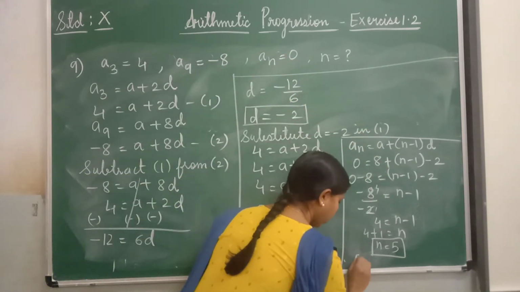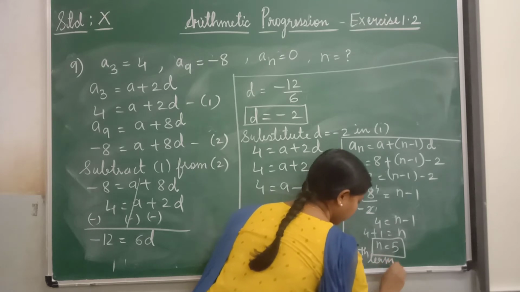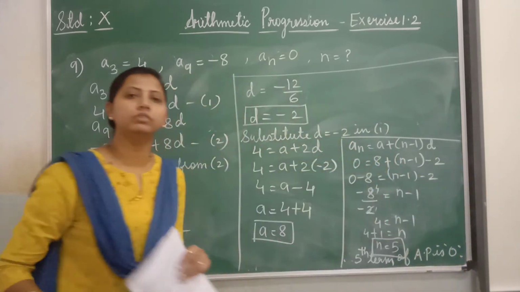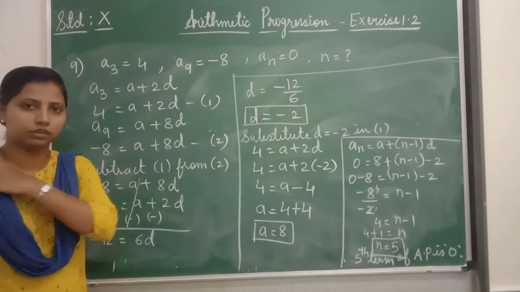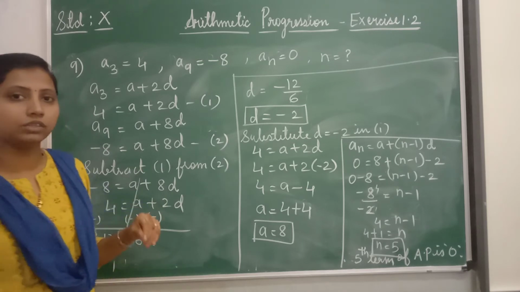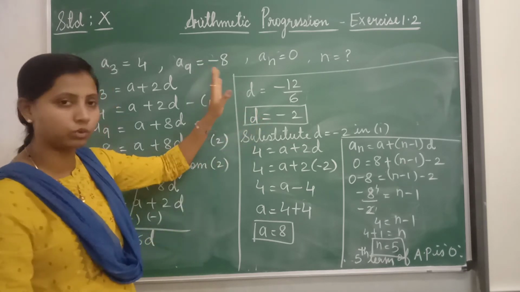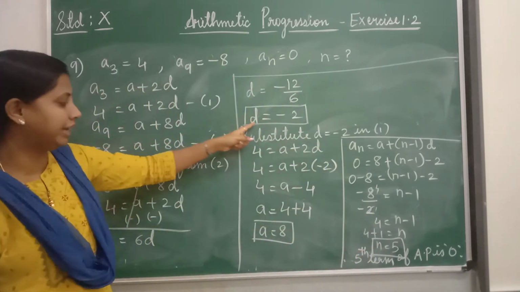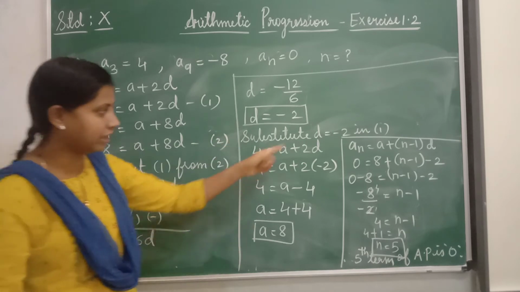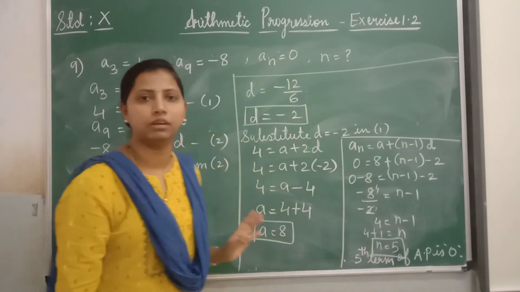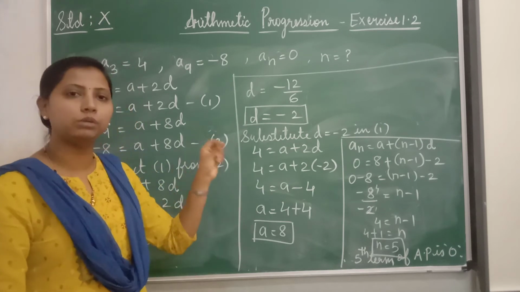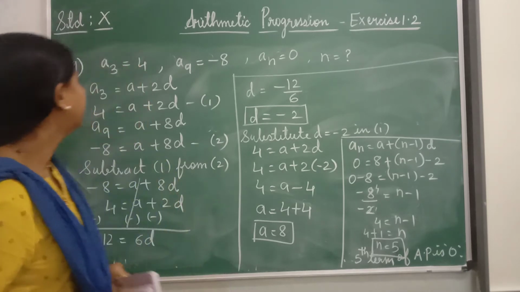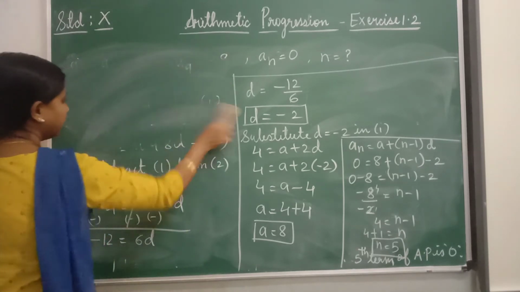We have to write: therefore, the fifth term of the AP is 0. Understood, children? So this completes the question. Whenever they ask which term is 0, you have to find the value of n always. And to get n, we first need to find A and D, and then substitute and get the n value. That will give you which term of the AP is that particular value. Let's move on to the next one.